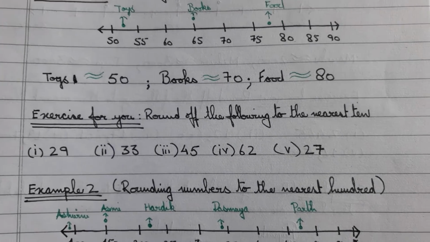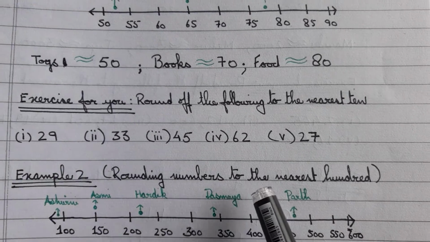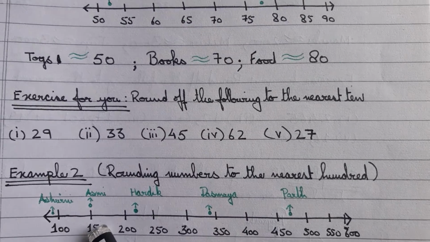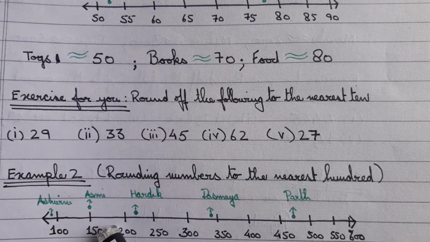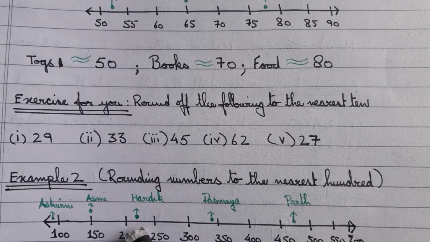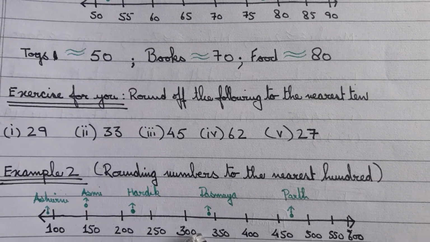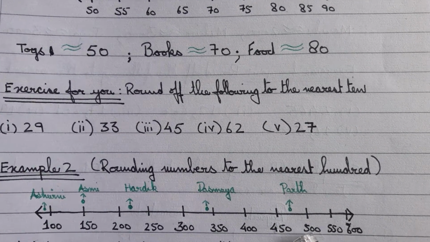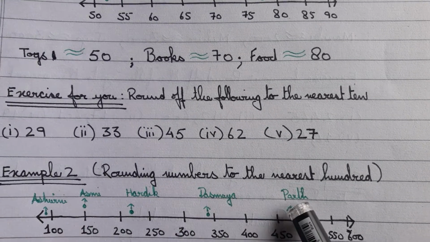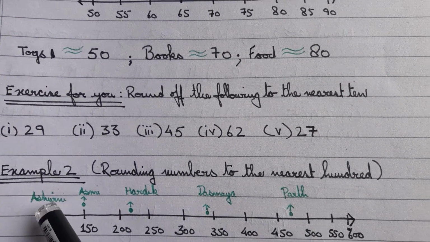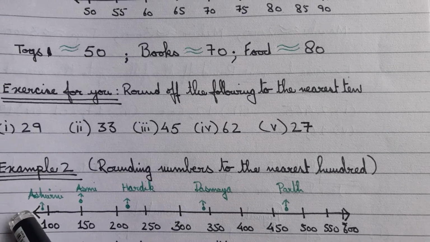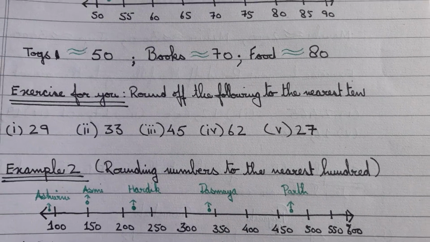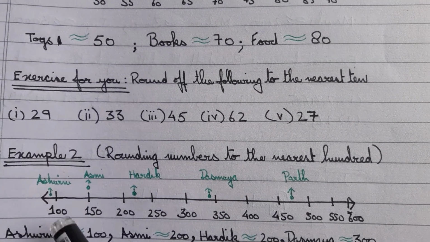Now let's look at second example. Rounding numbers to the nearest 100. So Ashwini has less than 100. Asmi 150. And Hardik between 200 and 250. Dasmaya between 300 and 350. And Parth between 450 and 500. So let's suppose they have so many rupees. All right. So Ashwini is close to 100. There could have been a 90 over here. Or, there could have been a 95 over here. So let me take the arrow as 95. Okay. So Ashwini will be close to 100.